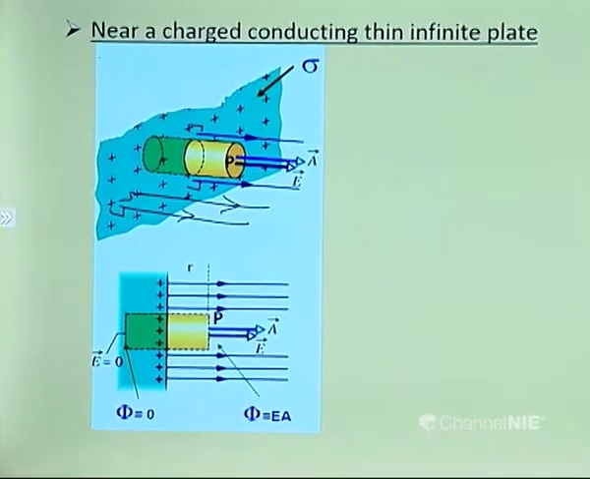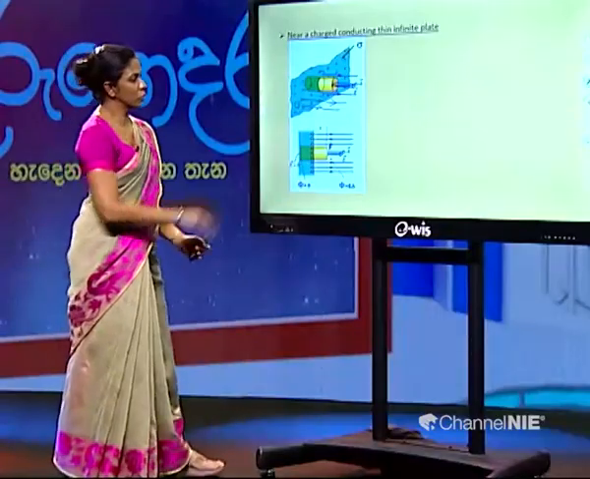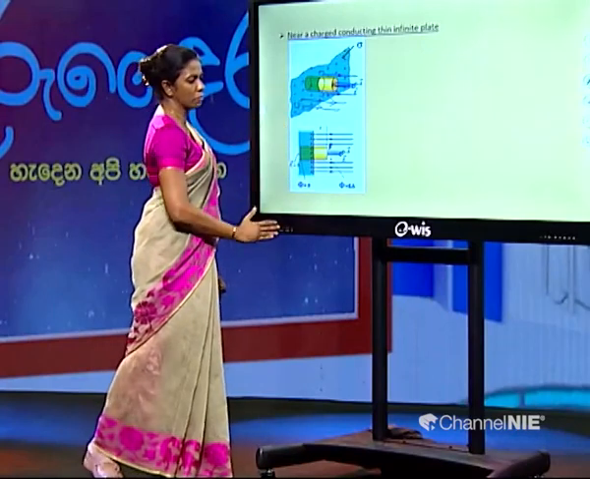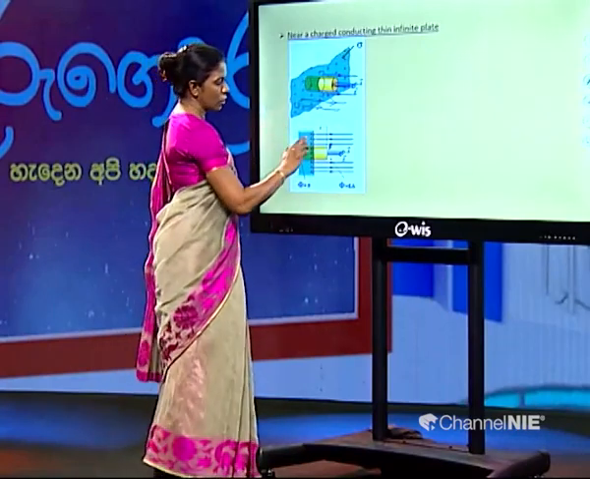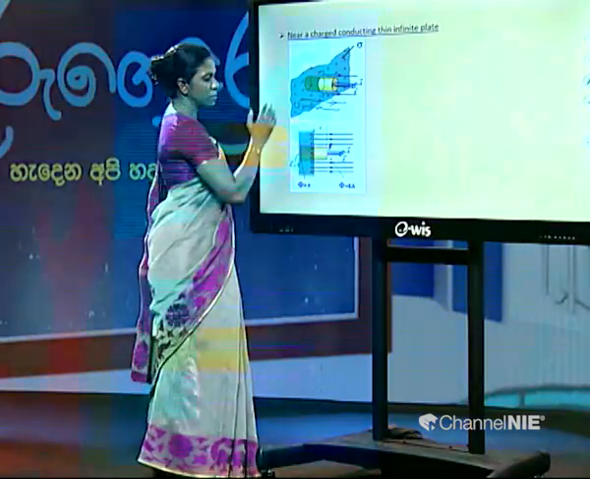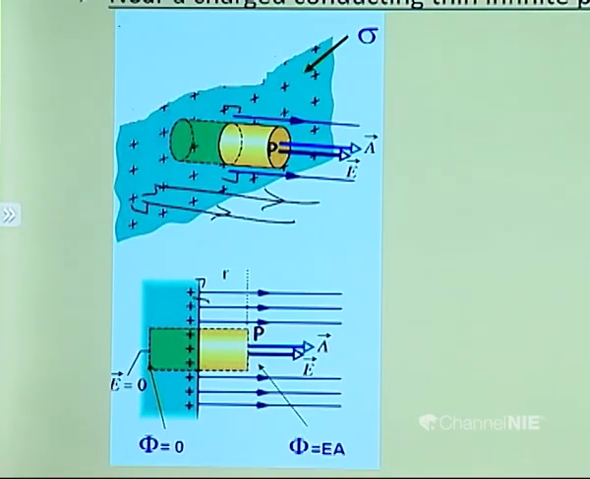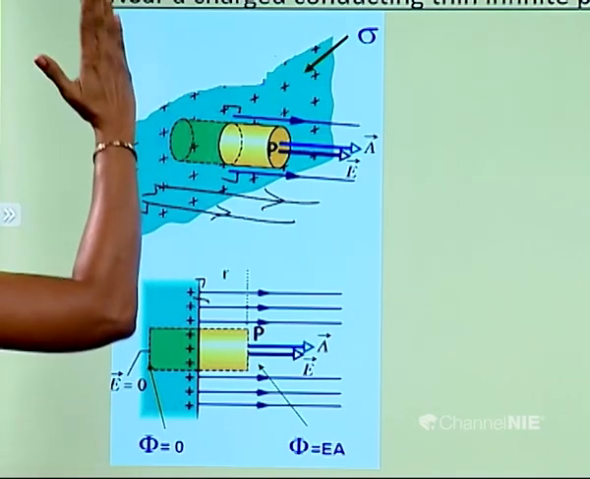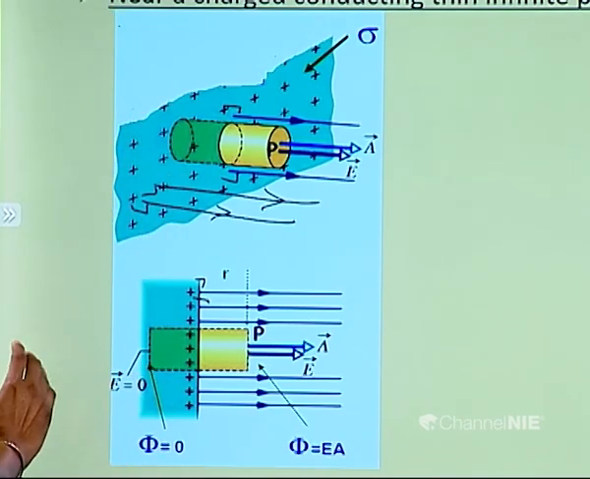Now, I have to choose a Gaussian surface here. That is a cross section of that. The field lines are drawn, all these lines are drawn at right angles because it is a conductor. Now, let us choose a Gaussian surface. The surface must be closed and it has to be drawn perpendicular to the field, such that at all the points the field intensity must be the same.